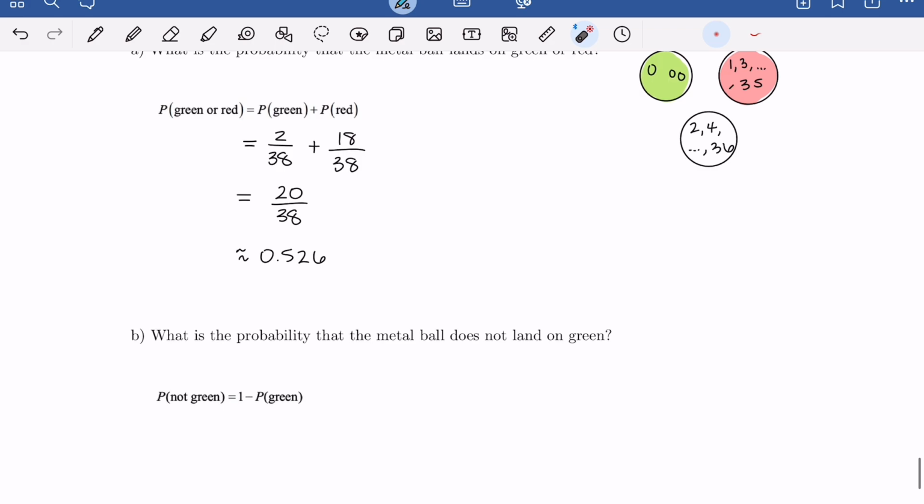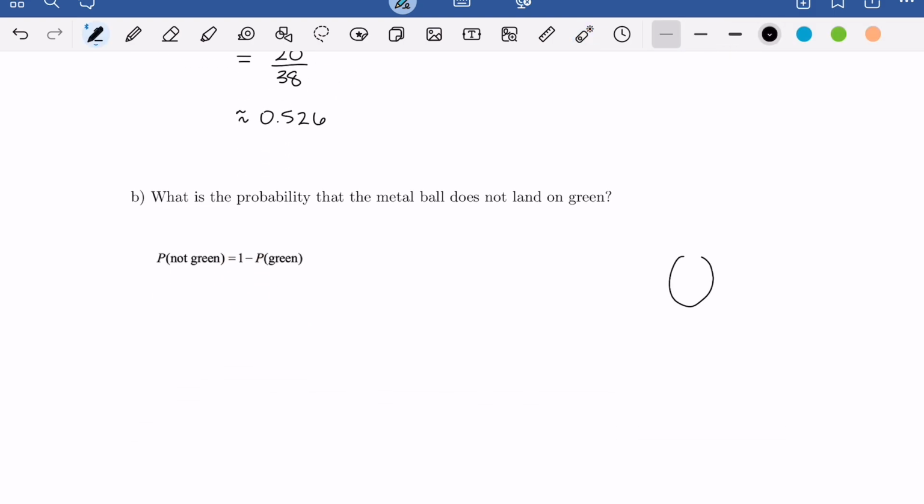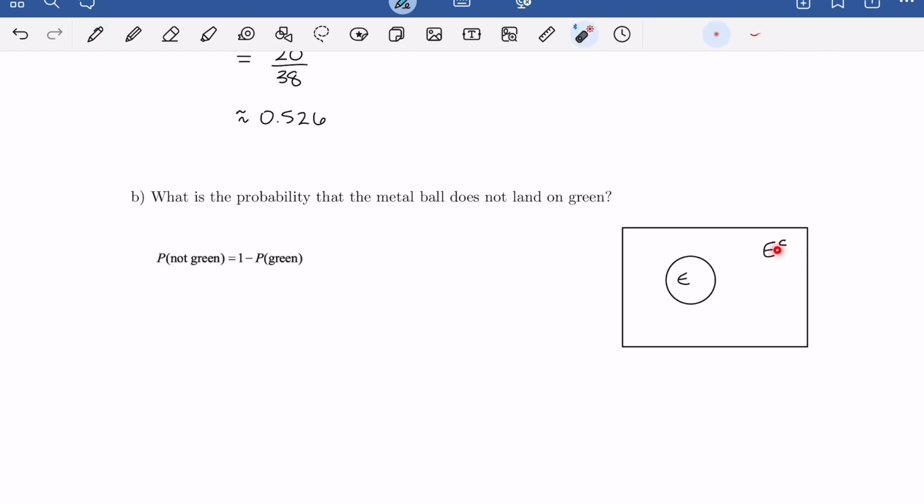Now, for part B, what is the probability that the metal ball does not land on green? So this is going to be our complement rule. Now, let's do another Venn diagram here. Let's say the probability that the metal ball lands on green is represented by E here. And remember, this is going to be in our sample space in this box here. And what we're going to call on the outside of this box is everything that is not E, which we denote as E with a little C up here. This is the complement of E. So everything that is not going to happen in this event here. And we know that the total probability is always going to be 1.